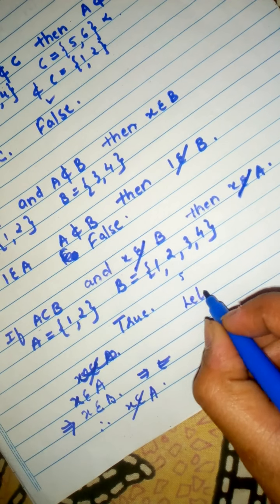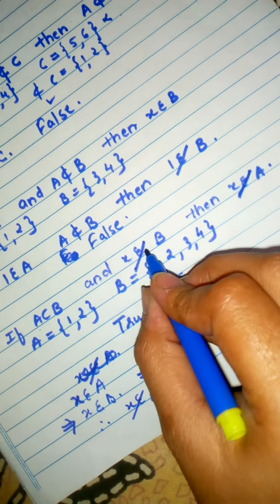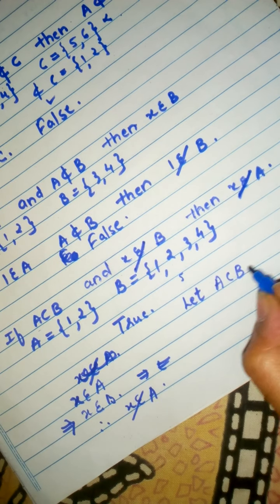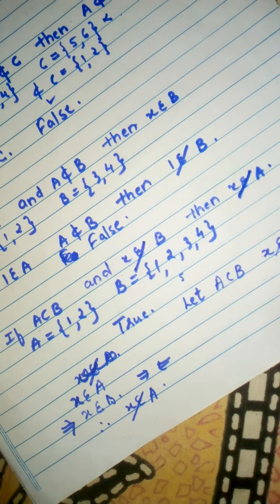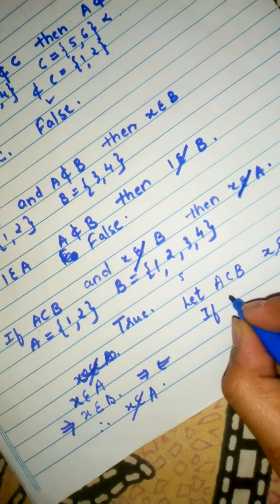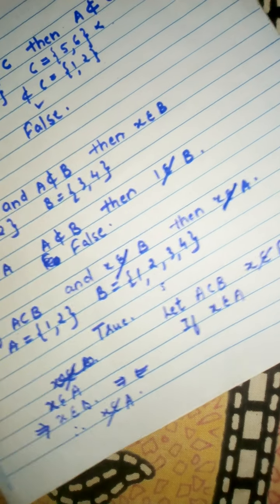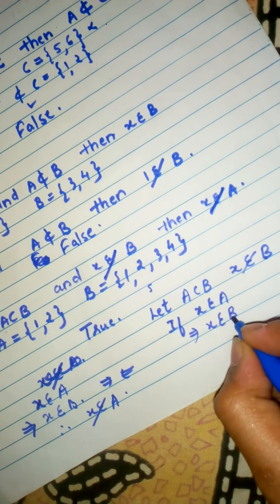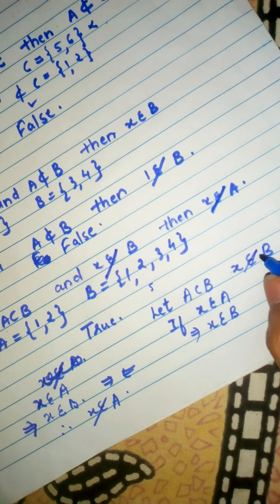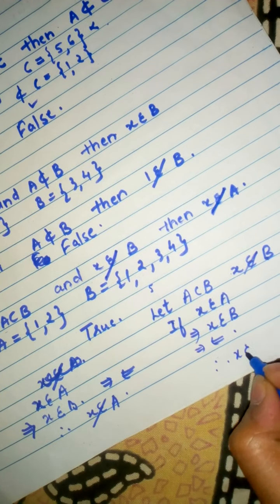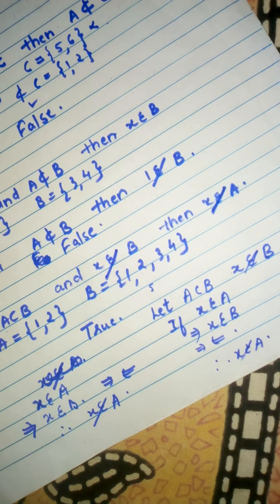So we have to start the proof like this. We are assuming that A is a subset of B and X does not belong to B. Then if X belongs to A, since A is a subset of B, what does this imply? X also belongs to B, but here it says X does not belong to B. So this is a contradiction, and therefore X does not belong to A. This is the way you have to do it.